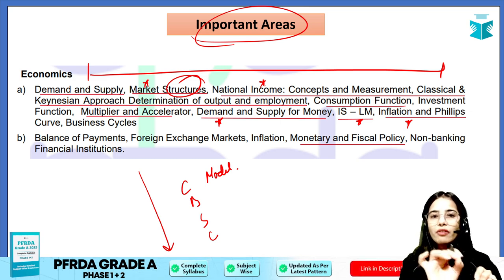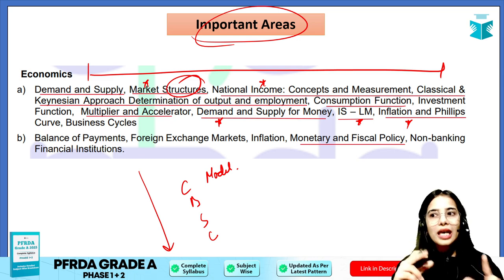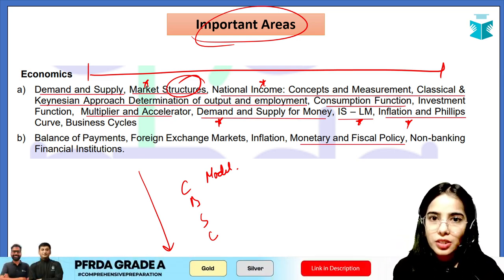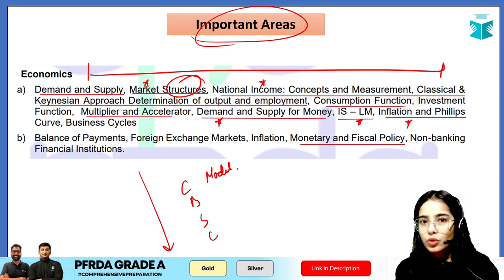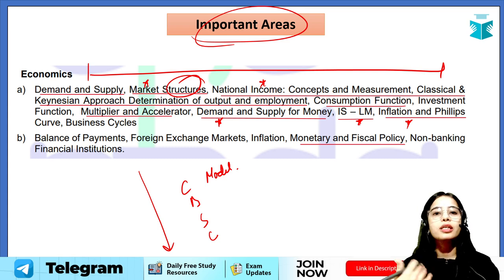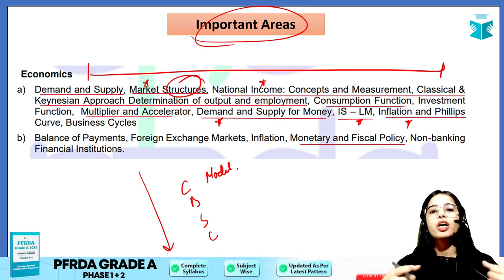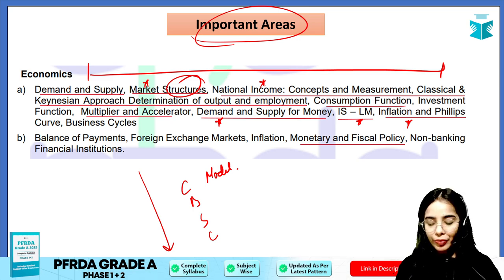Okay, so if you have touched upon the topics and you have the basic clarity of the topics, that is what is required in economics. Again, you do not have to do a master's in economics right now. You have to clear the PFRDA Grade A examination. You do not have to do a PhD in economics. You have to clear the PFRDA Grade A examination, and for that you have to cover the width of the syllabus. Okay, that is the idea.